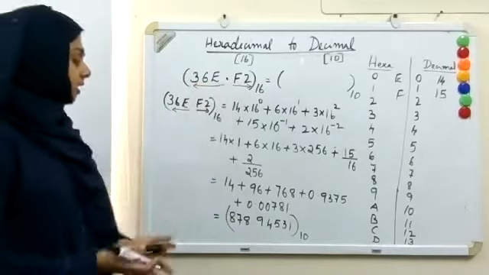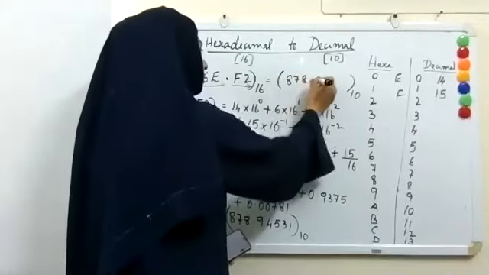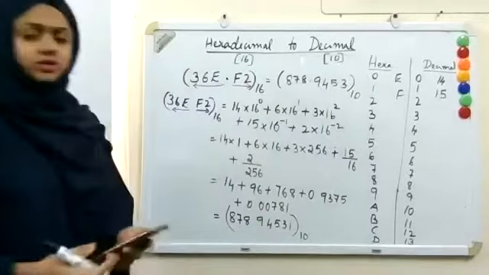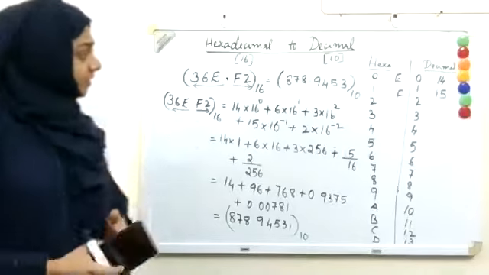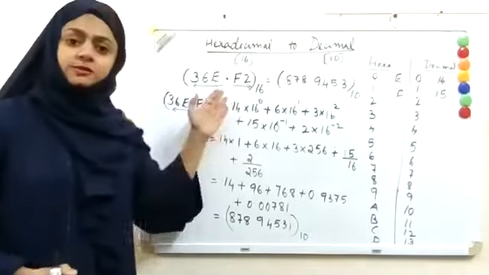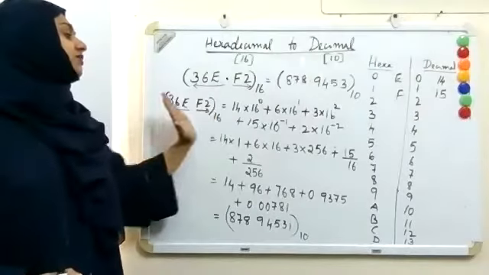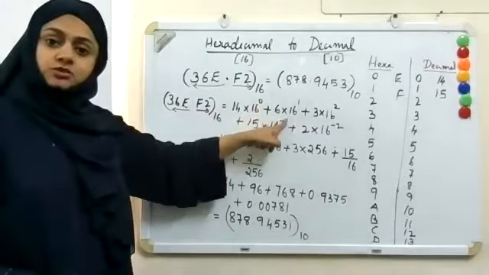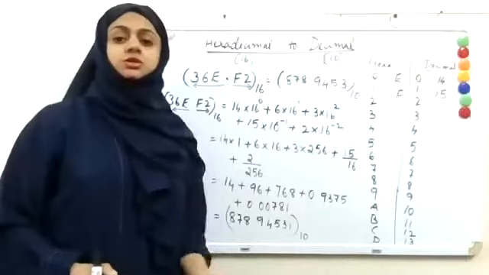So this is equivalent to 878.9453. That's enough. 4 decimal places are enough. Is this clear how to convert the hexadecimal to decimal? Yes, teacher. So just like we did for octal numbers, instead of 8 raised to 0, 8 raised to 1, etc., we are taking 16 raised to 0, 16 raised to 1, etc.